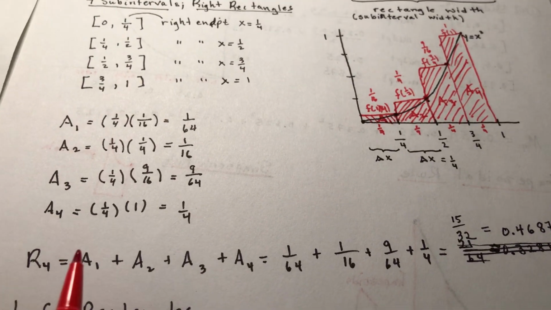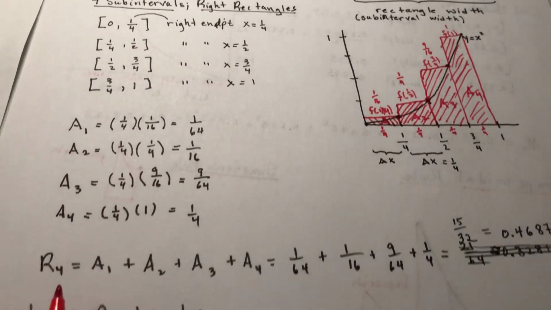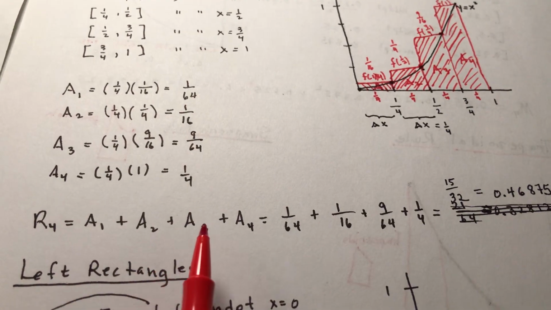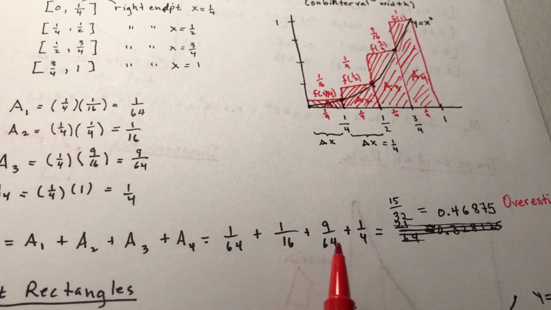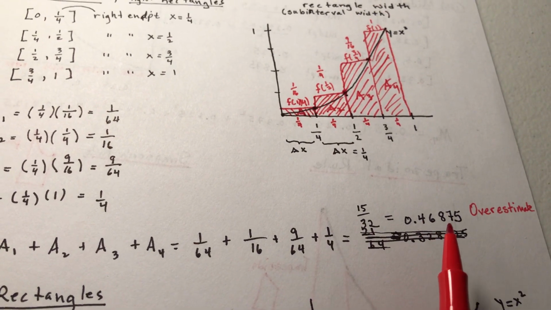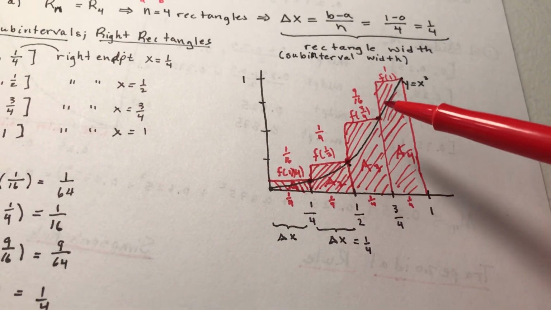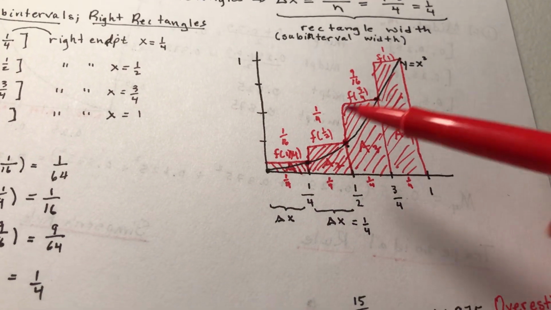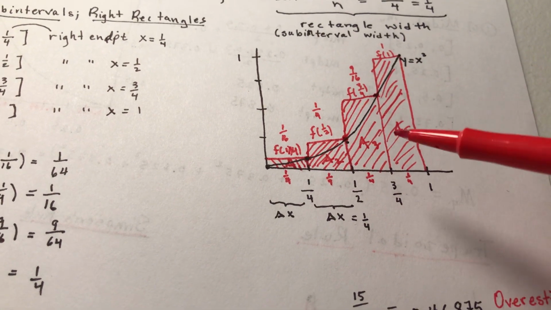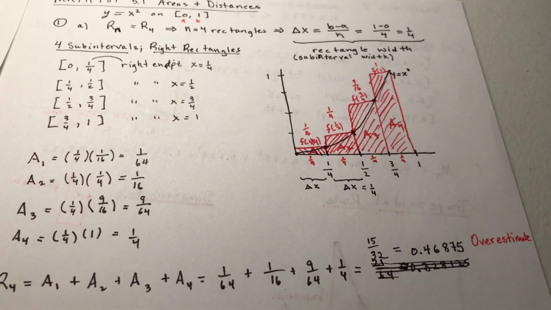So R4 is A1 plus A2 plus A3 plus A4, and I add those up and got 15/32, which is 0.46875. This is an overestimate because you can see there is more area in the rectangles than what's actually under the curve. All right, I'll be back to do left rectangles.